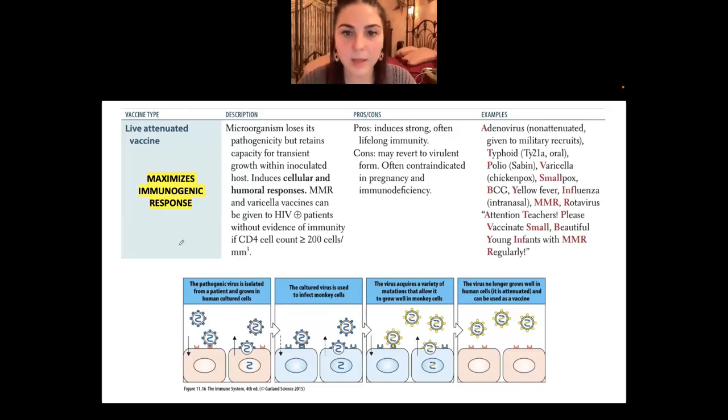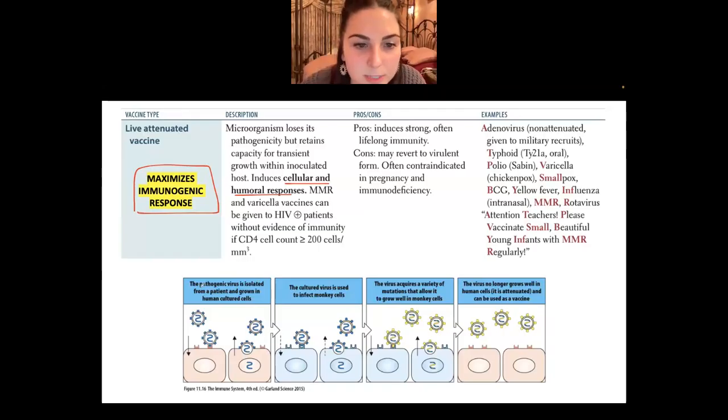Okay. So live attenuated vaccines, I put this on here because this is the best type of vaccine that you can give someone. The reason why is because you're inducing both cellular and humoral responses. What I mean by that is a live attenuated vaccine is literally the virus, let's say it's a virus, that they take away its ability to replicate. So you're literally injecting the virus into the person, but now it can't replicate.